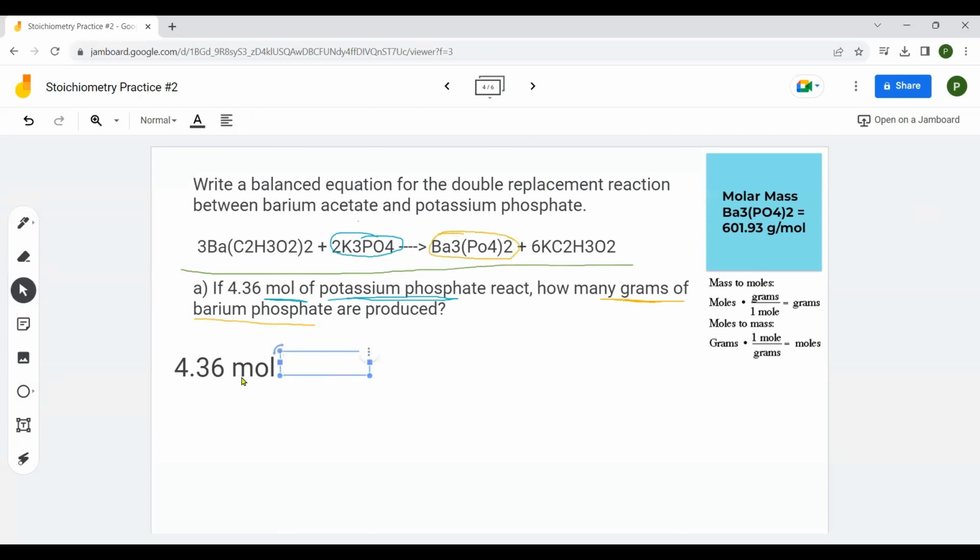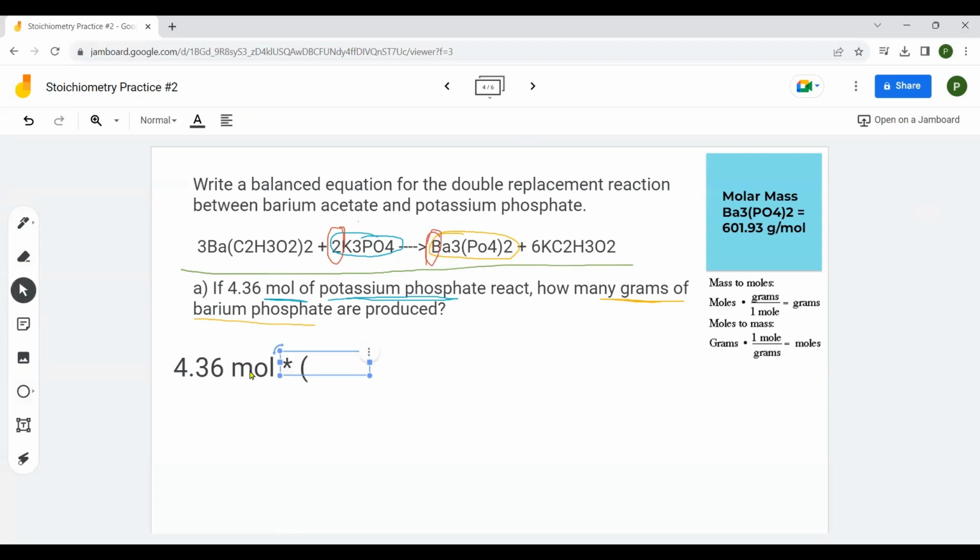So I have 4.36 mole of my potassium phosphate. I want to figure out how many grams of barium phosphate are produced. But first, I'm going to need to figure out how many mole of that are produced. So we can go ahead and set up our ratio just like we did on the other slides. It's going to be our unknown over our known. So our unknown is our barium phosphate. If I look at my equation up here, that is a 2-to-1 ratio, right? Because we have an imaginary 1 in front of our barium phosphate.